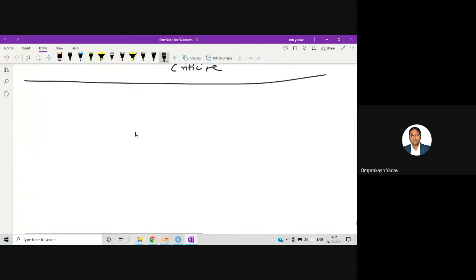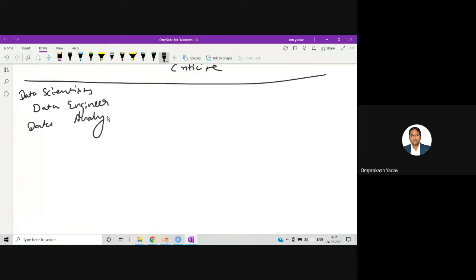Okay. So first of all, what we are trying to see over here is what is the difference between data scientist, data engineer, and data analyst.